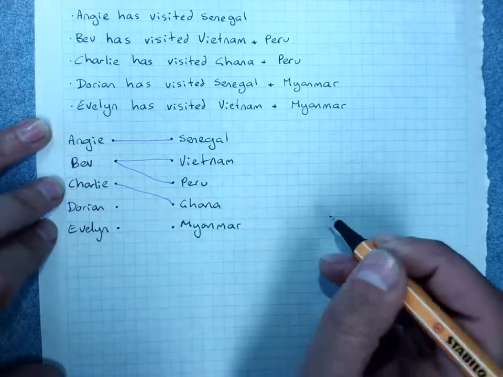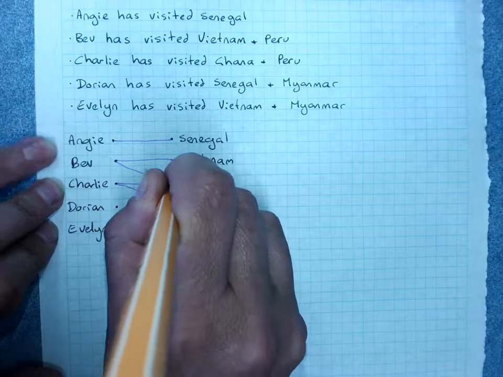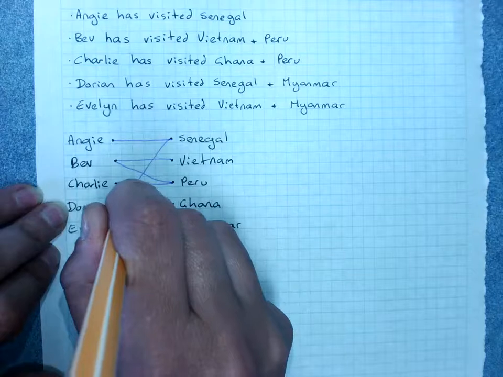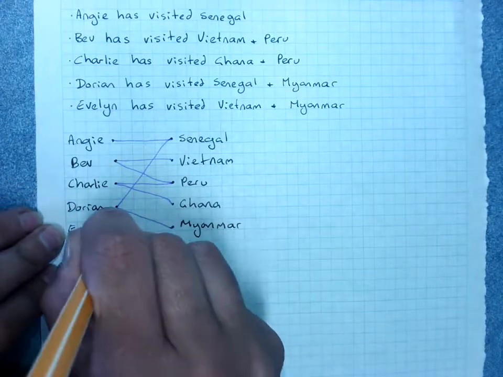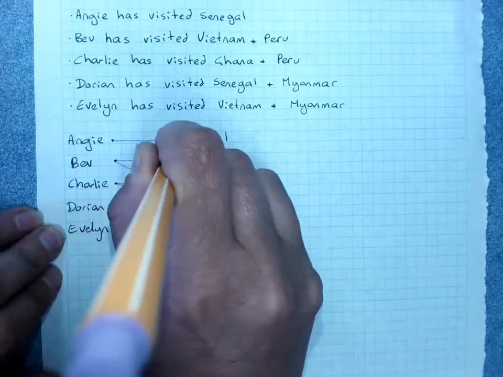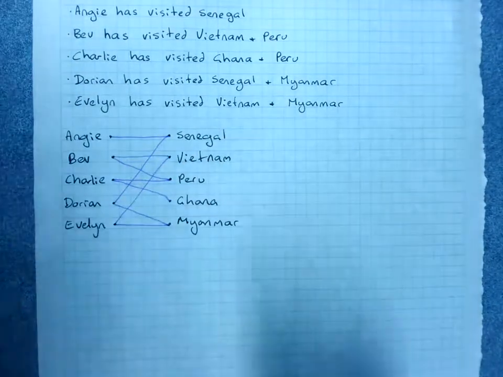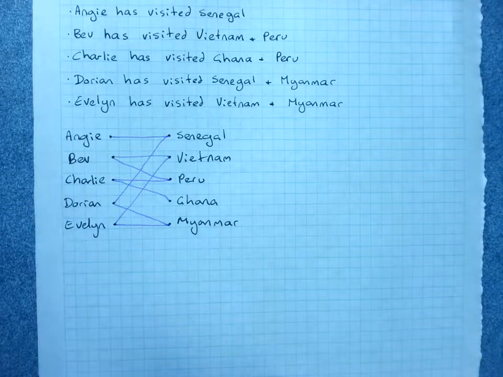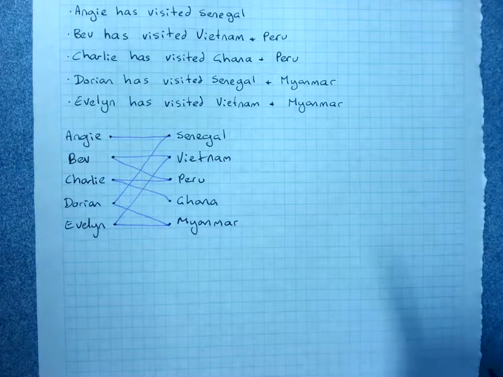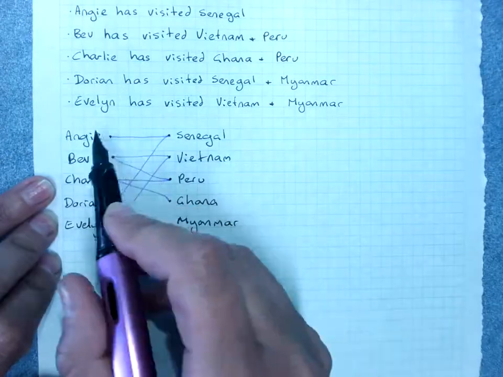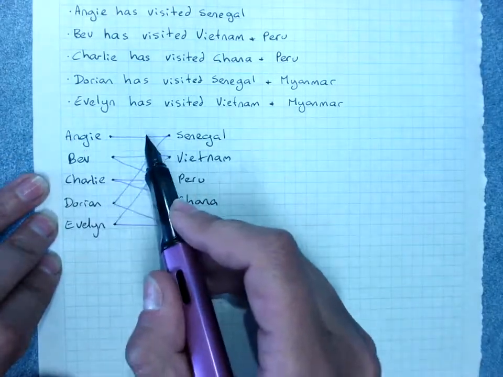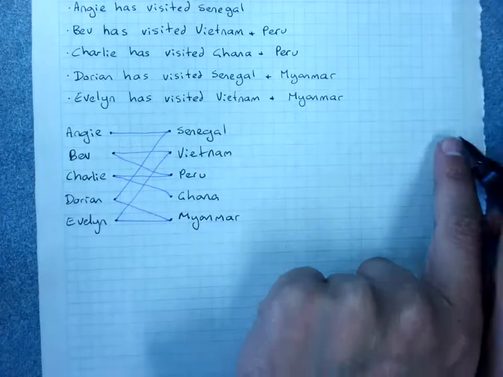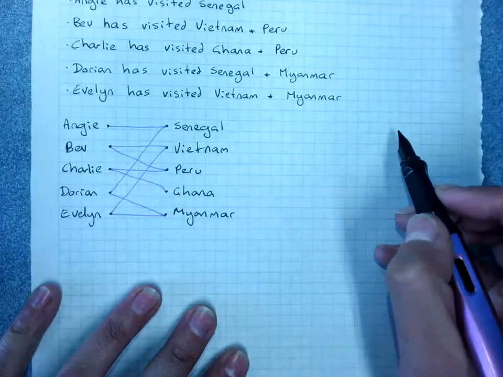Sorry about getting a bit wonky there. And Peru. Dorian to Senegal and Myanmar. Evelyn to Vietnam and Myanmar. Now, I did that in purple, so we can, if we want, put the definite assignments over the top of this in black, or I could redraw Angie, Bev, Charlie, Dorian, Evelyn, and the countries, and just put in the definite assignments.